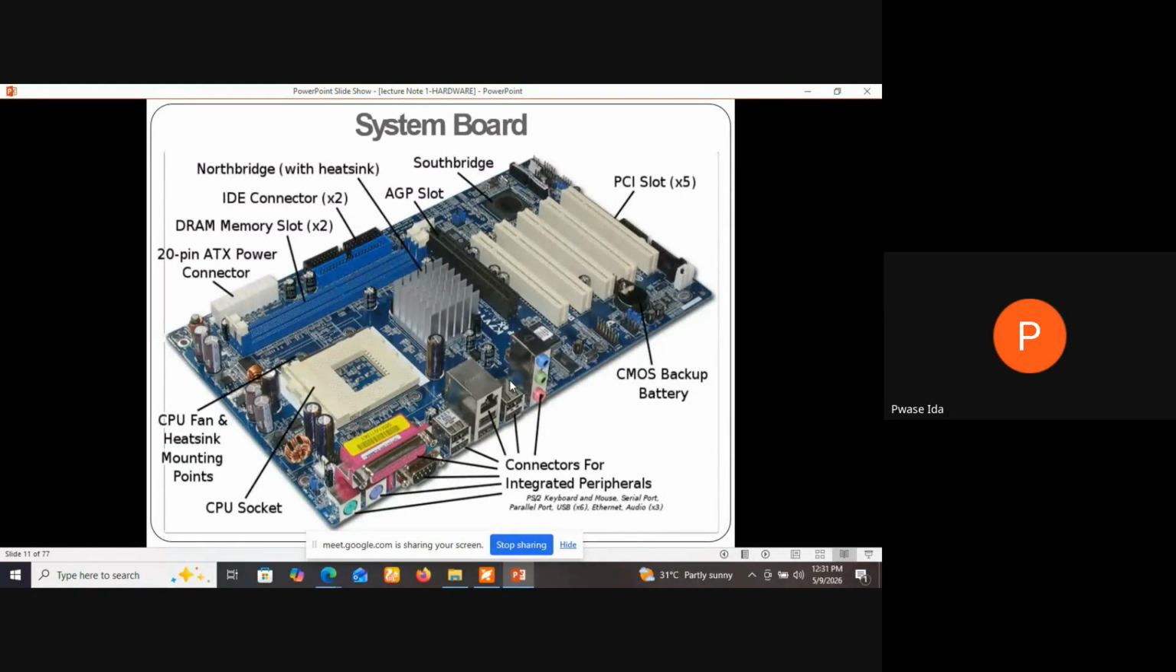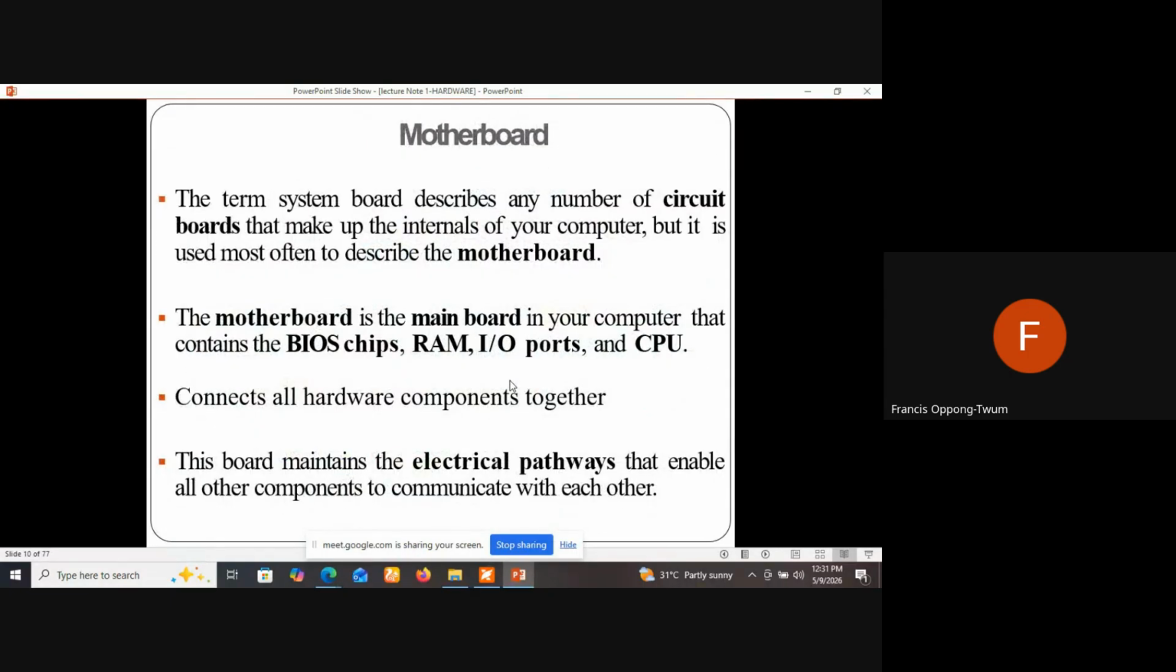Okay. So the first component that we are looking at is the motherboard, and I have established the fact that it is regarded as the main board in the computer. The motherboard also contains the BIOS chip. It also contains the RAM. It also contains the input and output ports, as well as the CPU. The motherboard is also regarded as the electrical pathways that enable all other components to communicate with each other. So basically, this is what I can say about the motherboard.